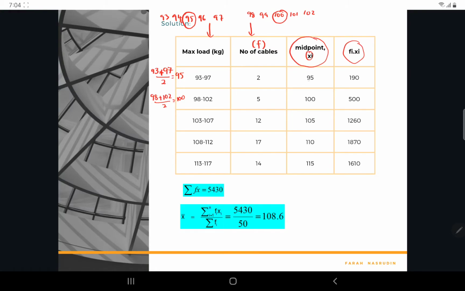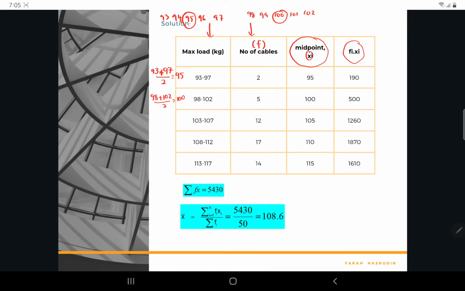So our midpoints are 95, 100, 105, 110 and 115. And then for the fourth column we need to multiply f with x. So 2 multiplied with 95 equals 190. 5 multiplied with 100 is 500. 12 multiplied with 105 is 1260, and so on.